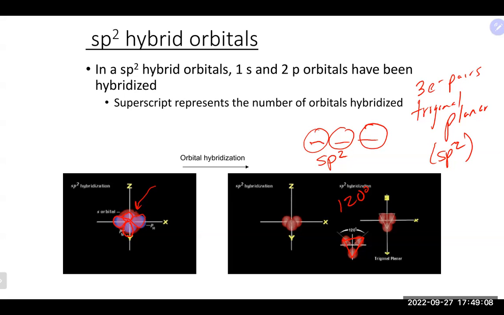Once again, this will also leave us an unhybridized p orbital. So if you do my little thing here with an s and p energy diagram, we took this, this, and this, so that is going to leave us again that one unhybridized p orbital. In this case, it will be the pz orbital that is available.